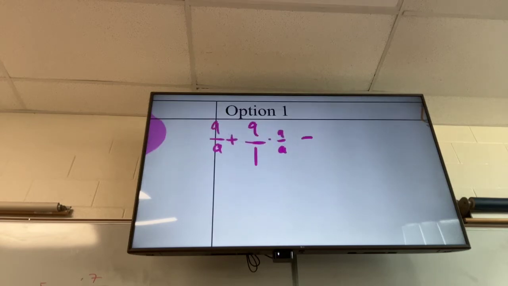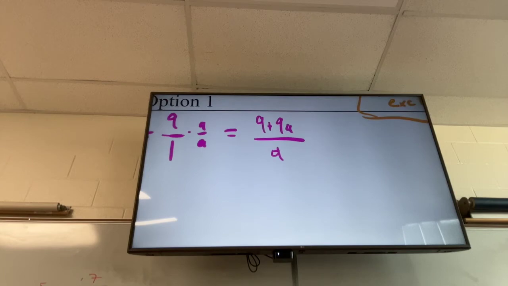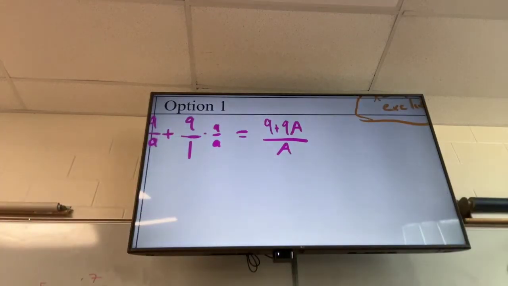So when we do that, we have 9 plus 9a over A. I just realized the 9s and the a's look a lot alike, so I'm going to make it an uppercase A. That's really confusing. Is that easier to see? I just made it uppercase A.